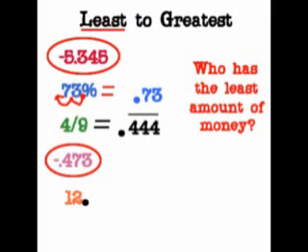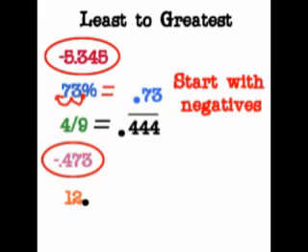The top number, that person owes $5 and about 35 cents. The next one, that person owes 47 cents. Whoever owes more money has the least in their pocket. So our least number would be -5.345. We write that on our paper. The next number we write is our other negative, -0.473.